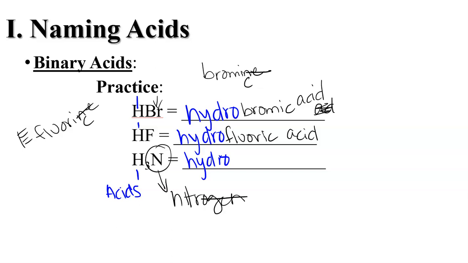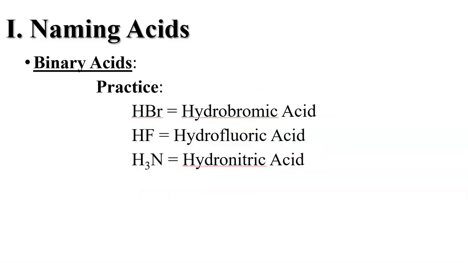Take out the OGEN. It's going to be nitric. I don't know why I put 2 C's. Thick with a double C. Anyway, nitric acid. You can tell I've been sitting here for too long. All right. So we have hydrobromic, hydrofluoric, and then hydronitric acid.